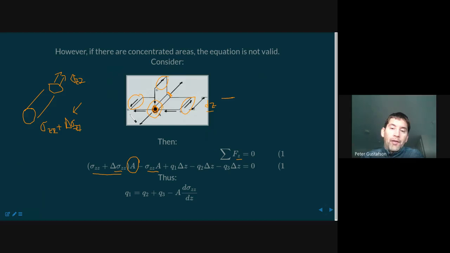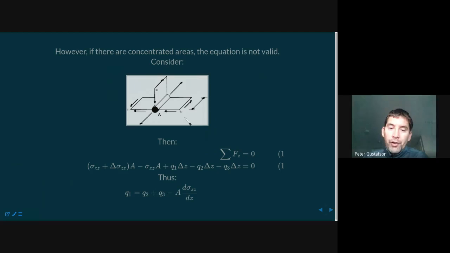So Q1 is in the positive direction. Let me make sure. Here's Q2, and that one's in the negative direction, and Q3 is also in the negative direction. So Q2 and Q3 are each negative. Q1 is positive. So the sum of all of these forces has to be equal to 0. These shear flows times the differential length dz give us force, and that's the sum.